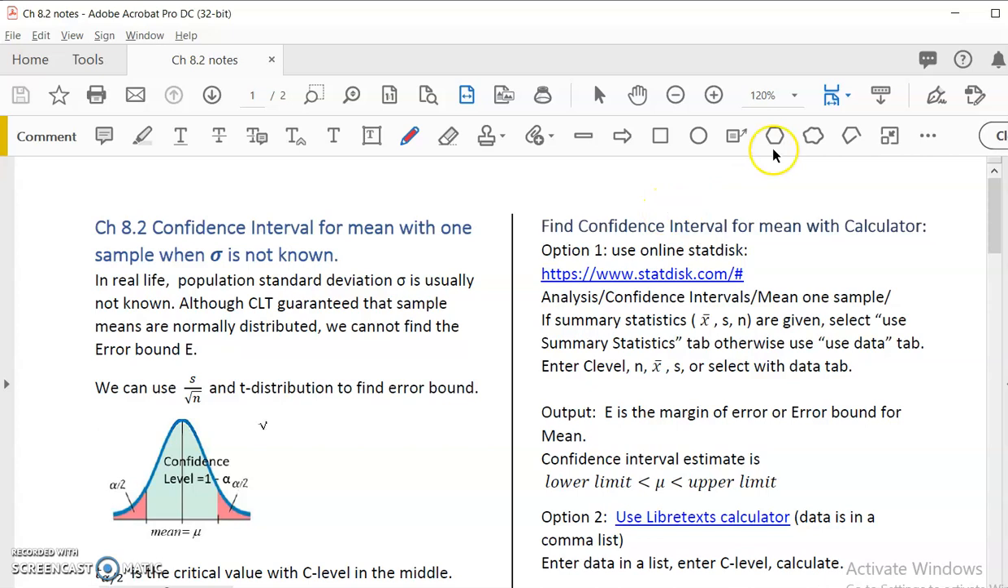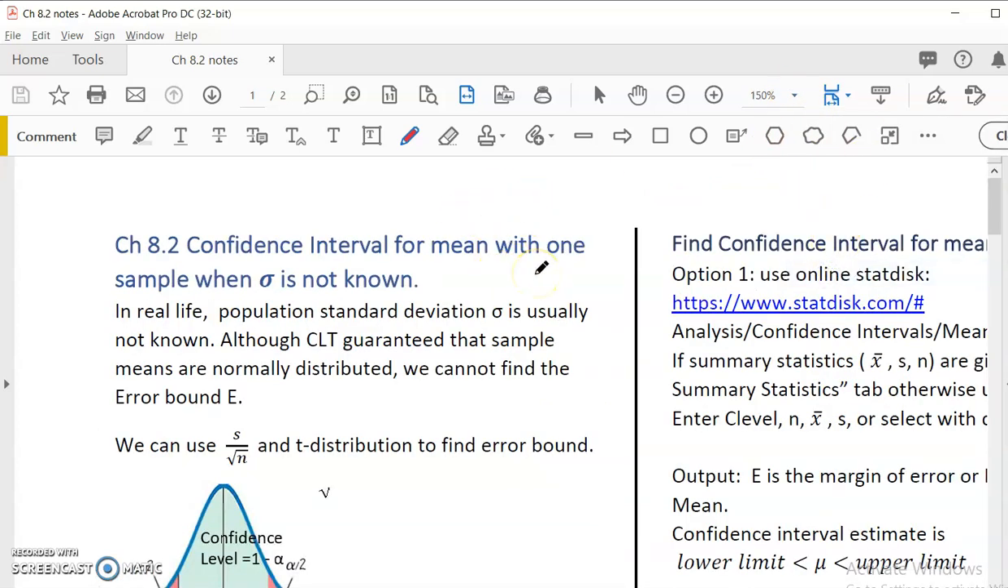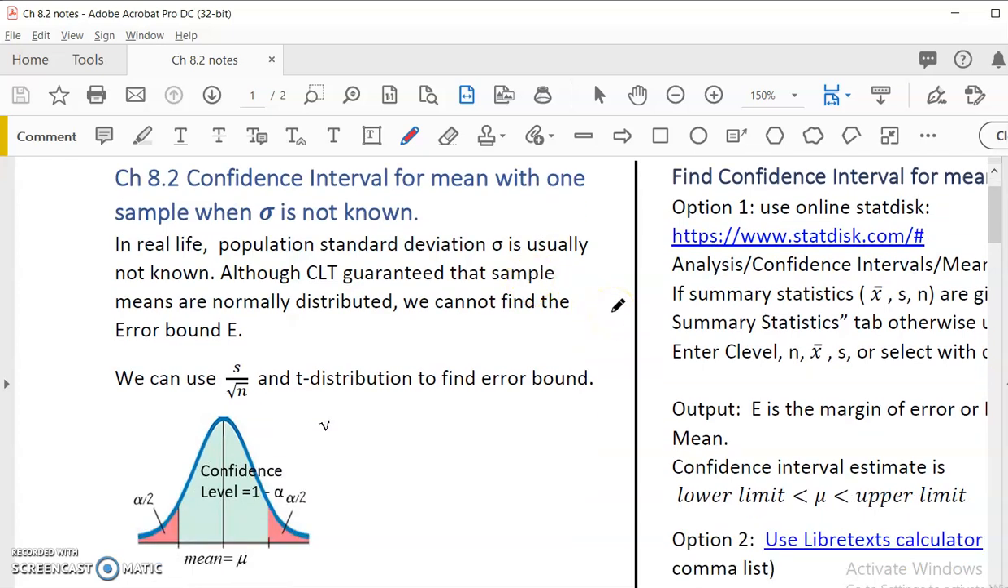In real life, if you don't even know your population mean, why would you know your population standard deviation? So most of the time we do not have the population standard deviation. It's a very rare situation where you might know sigma. Although the CLT, the central limit theorem, guarantees that sample means are normally distributed, so the largest error is how many tick marks of sigma over square root n, but if you don't have sigma, you can't.